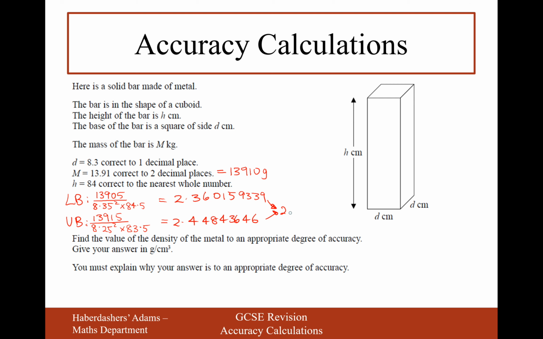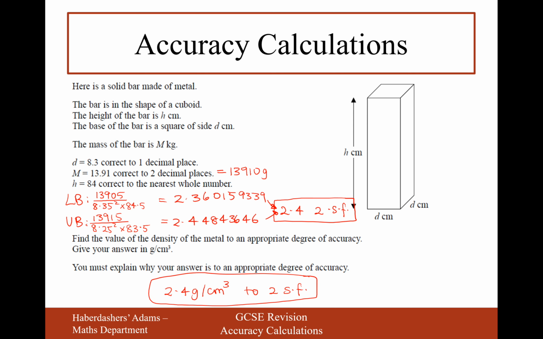And the answer to this question would be 2.4 to two significant figures. Because if I were to go to 3 significant figures, it would be 2.36 and 2.45, whereas both of them round to 2.4 to 2 significant figures. So the answer here is 2.4 grams per centimetre cubed to 2 significant figures. And there we are, that's the answer to this question. Okay, let's move on to the next one.